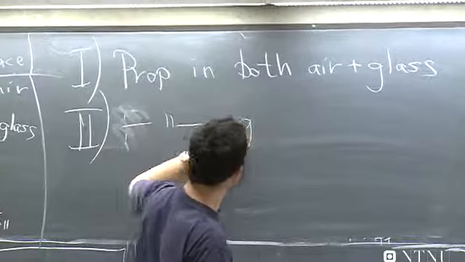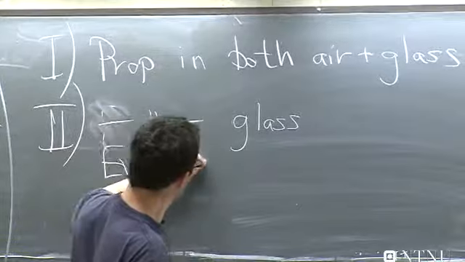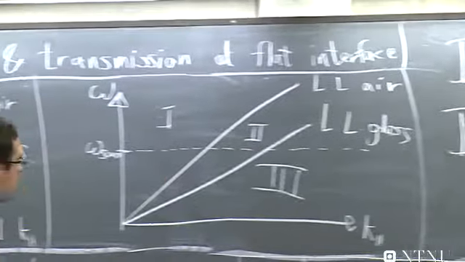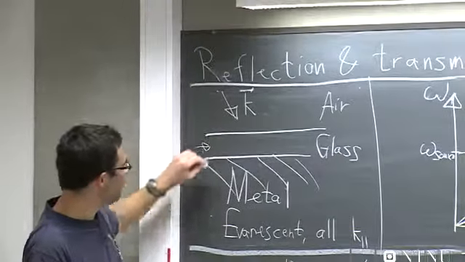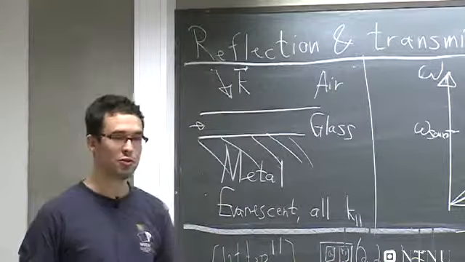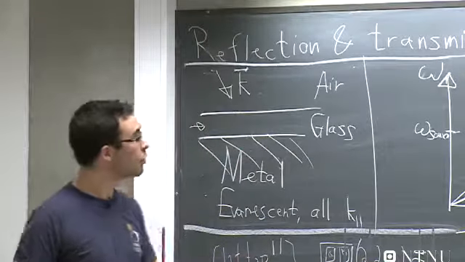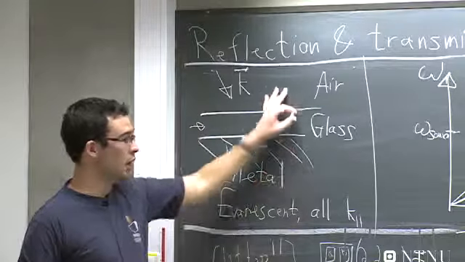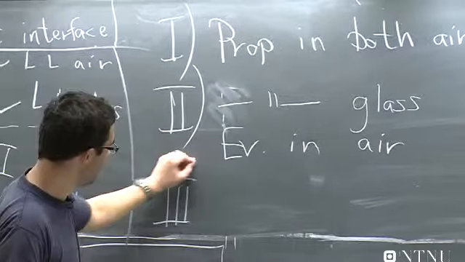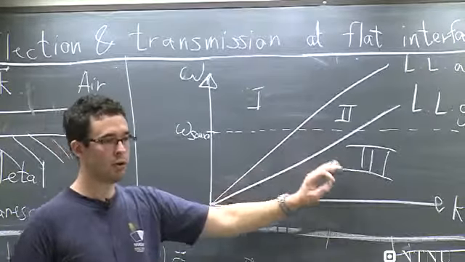So propagating in glass, and we have evanescent waves in the air, meaning that if we, let's say, shine some light in here, then it's going to be totally internally reflected, and hopefully not too frustrated. So it's going to keep bouncing inside the glass without getting out into the air because you get an exponential decay in this direction. It's evanescent. And in region 3, we're evanescent in both air and glass because we're to the right of both light lines.